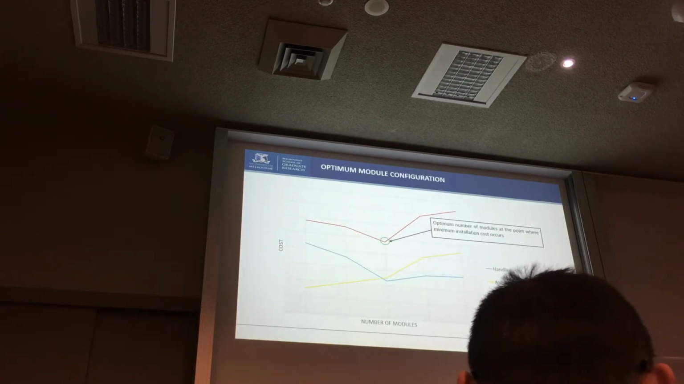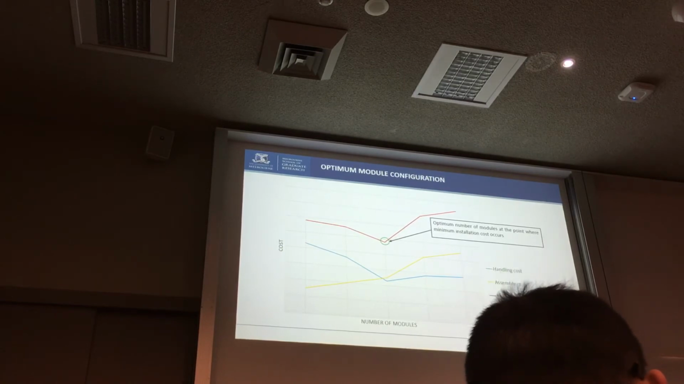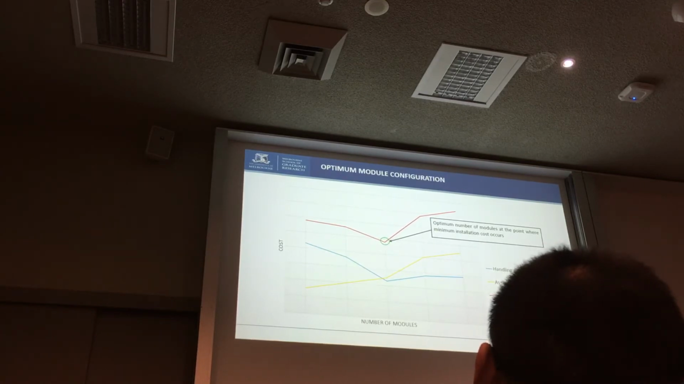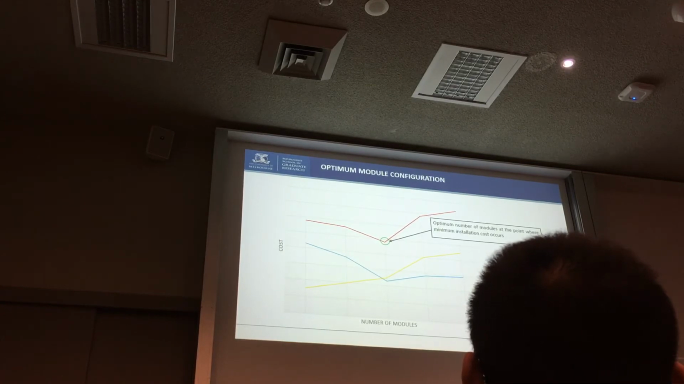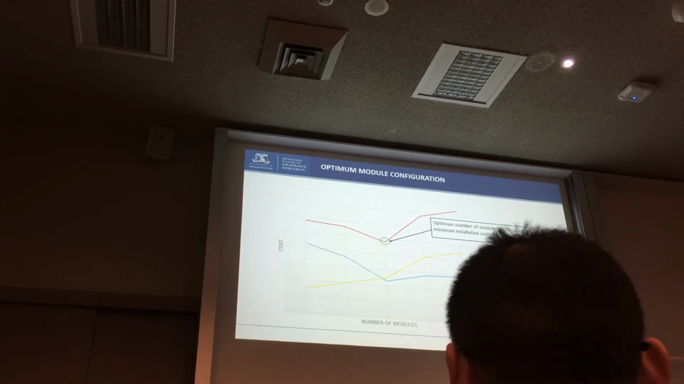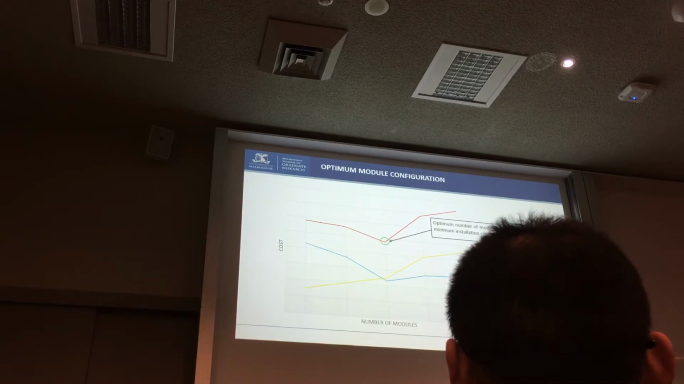So the algorithm continues to generate configurations until a configuration is generated with all its modules below the minimum handling weight category. And during the cost evaluator stage, the installation cost for each configuration is evaluated, and the point at which the minimum installation cost occurs is identified as the optimum number of modules and the configuration for the study.